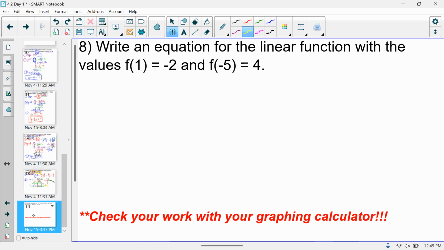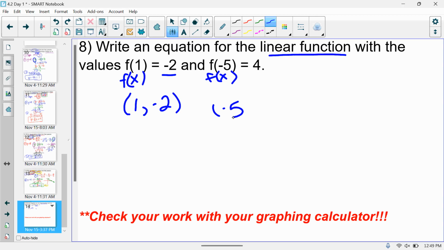Last thing, we're not going to do this problem, but if we did write an equation of the linear function, I still want you to take this last note with me. If we were going to write the equation of the linear function with values f of 1 equals negative 2 and f of negative 5 equals 4, what should we do first thing? Do you remember from yesterday? Hannah? Good. This means f of x, like this number in the parentheses is x, and this is the output.